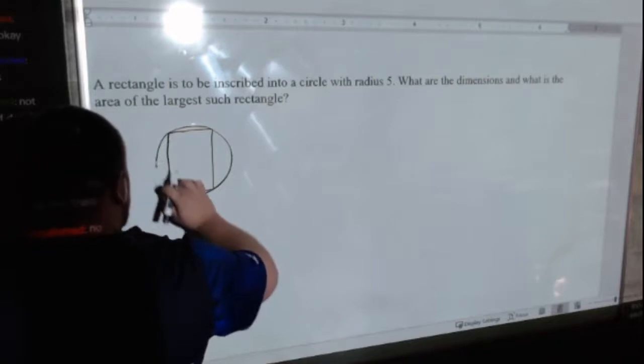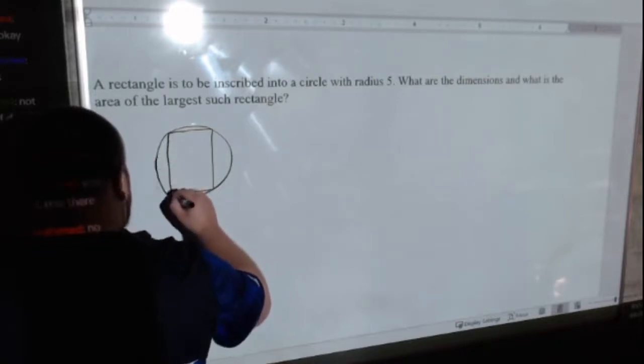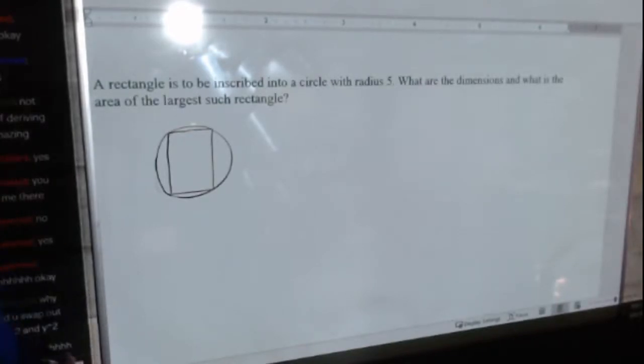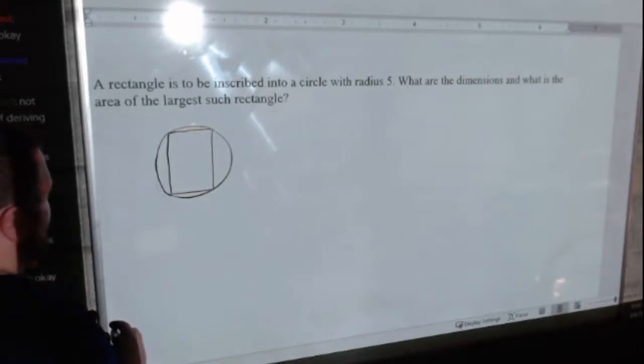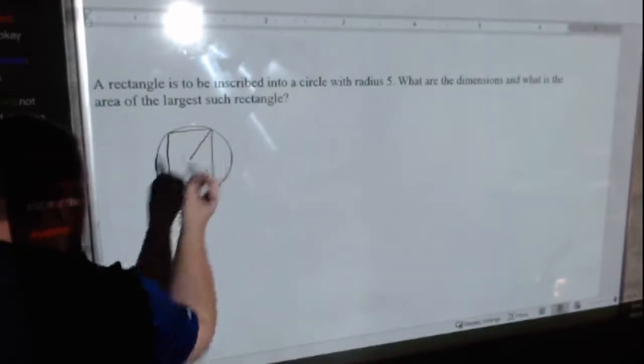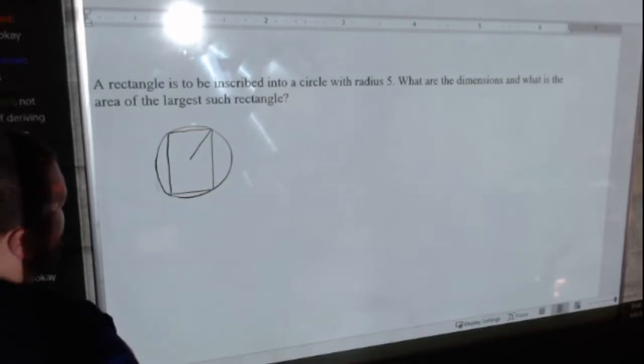Alright, so forgive me for my terrible circle, but there it is. So this one is really tough, right? We need to know the dimensions of this rectangle, but we're given absolutely no equations, right? We're just given the radius. Well, the interesting thing about the radius of a circle is that if I draw it from the center to any point on the edge, that's my radius.